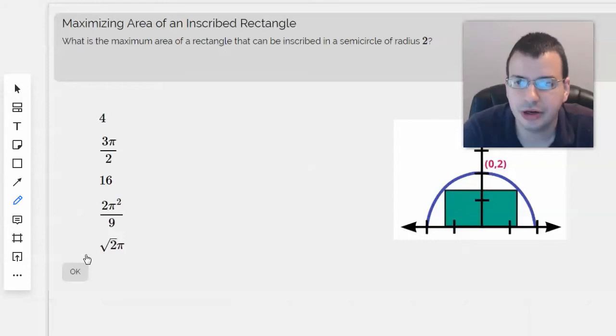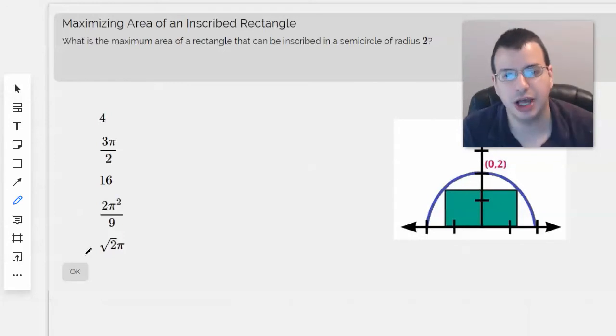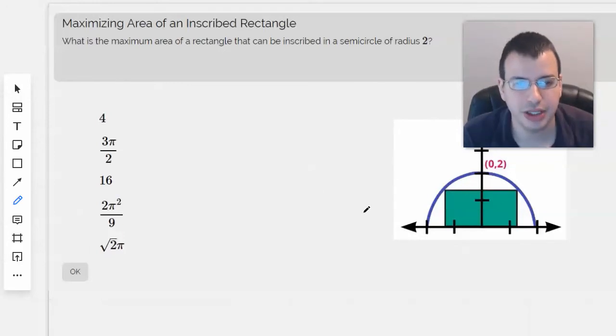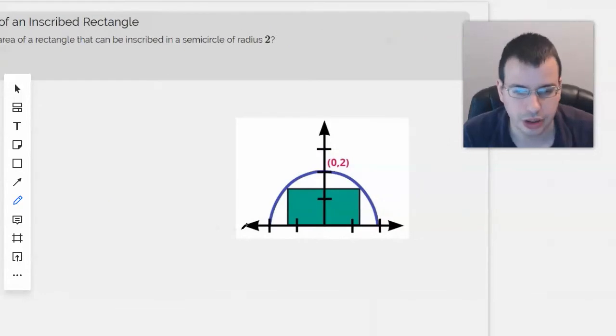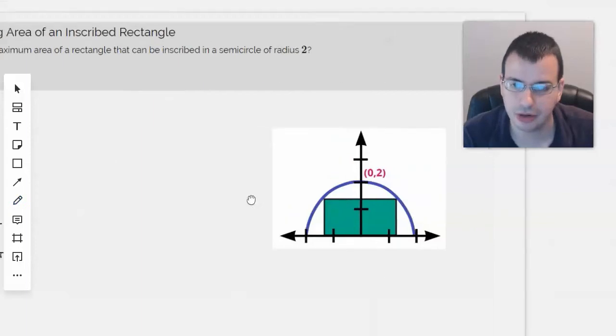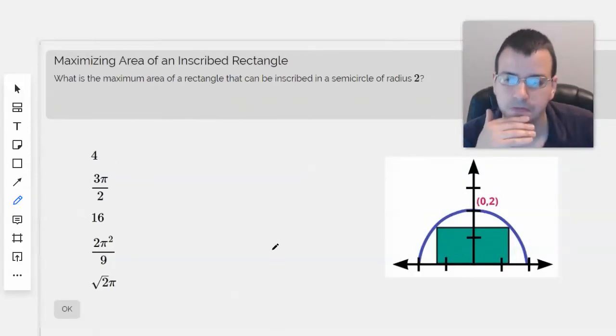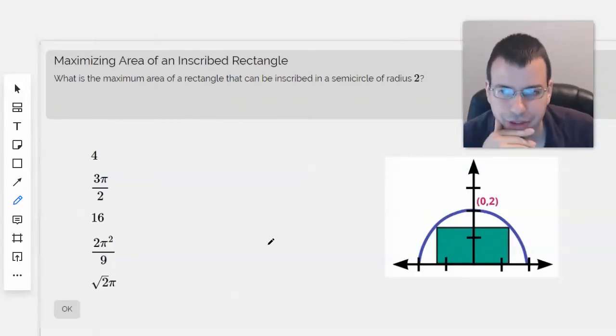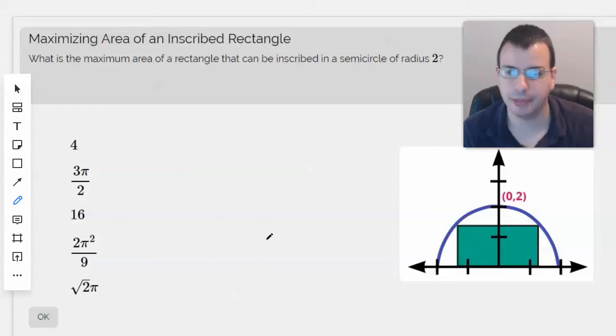What is the maximum area of a rectangle that can be inscribed in a semicircle of radius 2? Okay, semicircle, a half circle, I'll say radius 2, and a rectangle. Okay? So, I don't really know where to start. So I'm going to start writing up equations.